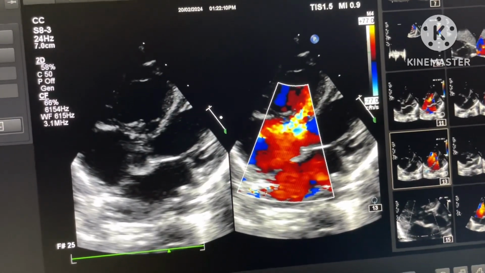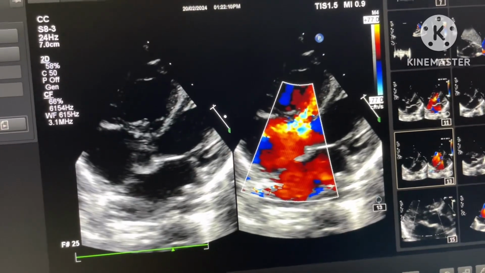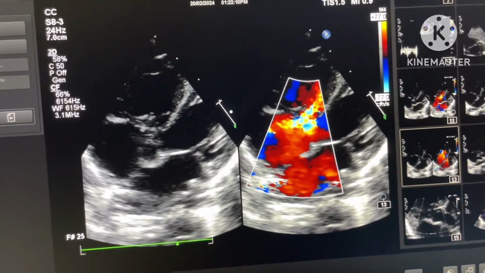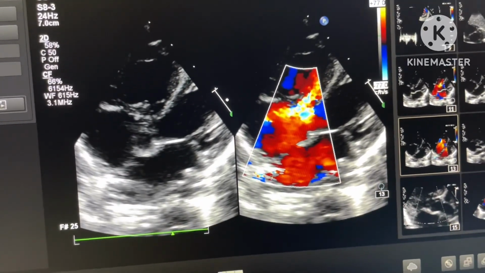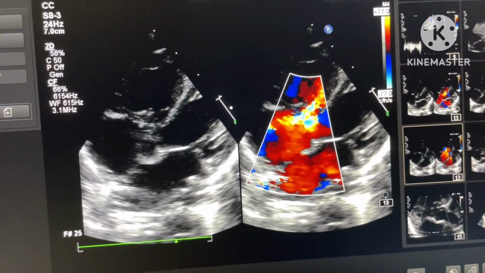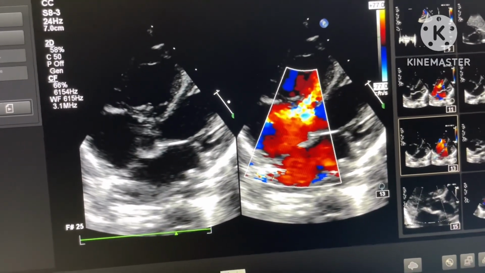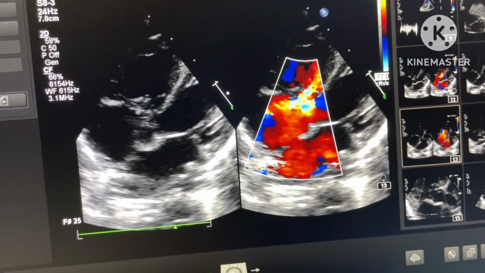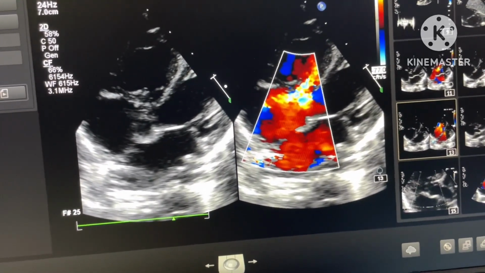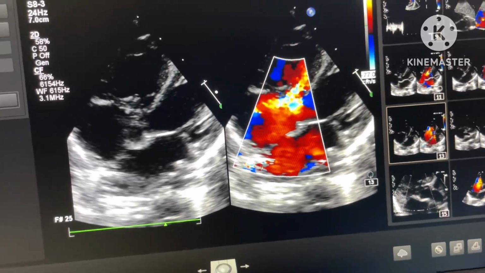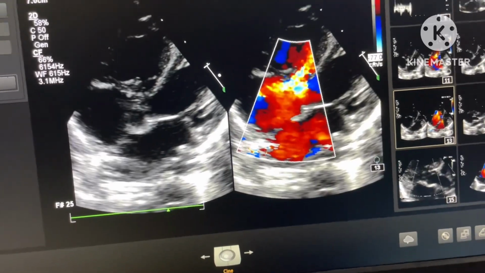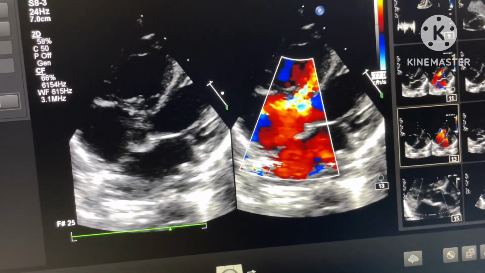If it comes through right ventricle, then that will be indirect Gerbode defect. Indirect means flow coming from left ventricle into right ventricle and then into right atrium. That is indirect Gerbode defect. Here, flow is coming from left ventricle into right atrium directly, without coming out within right ventricle. That is direct Gerbode, from left ventricle directly to right atrium. This case has direct Gerbode defect.